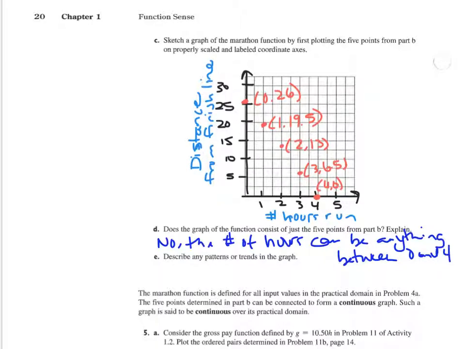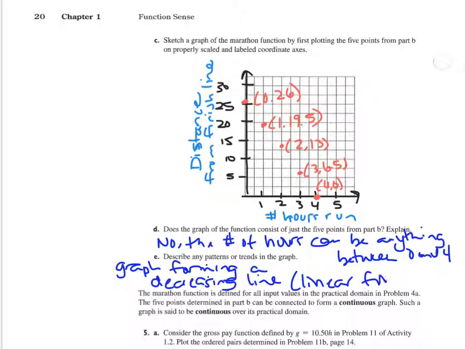Okay, describe any pattern. If I look at this, I would say that the graph is forming a line, and I'm going to say even a decreasing line, just to be a little more specific. Because as my number of hours run goes up, my number of miles left goes down, and this is at a nice steady rate, which really means this is going to be what we're going to call a linear function soon, which you definitely did in 095. You studied a lot of linear functions.